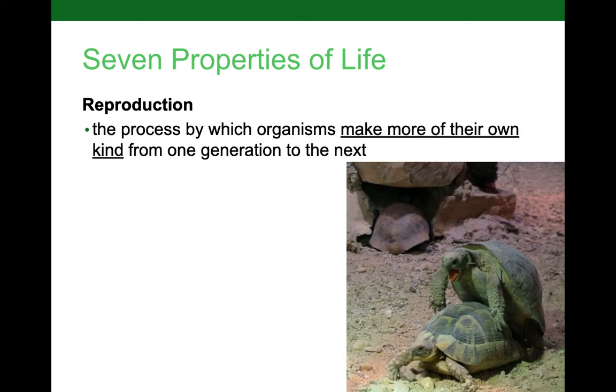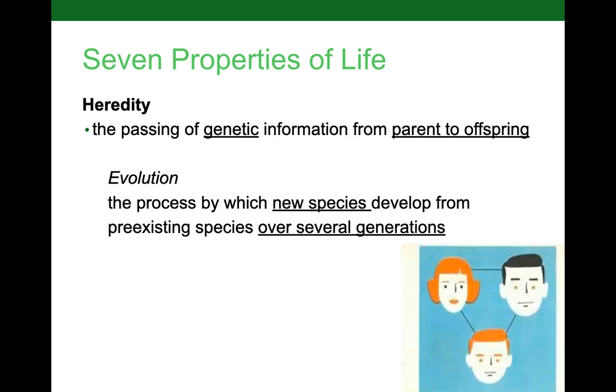So reproduction, all living things have to be able to reproduce. And that includes cells. Cells reproduce. We reproduce, animals reproduce, bugs reproduce, plants reproduce. So reproduction is the process by which organisms make more of their own kind from one generation to the next. And with reproduction comes heredity. So living things have to be able to pass down their genetic information from the parent to the offspring. So our parents created us. They pass down their genetic information to us. Animals do that. Cells do that.